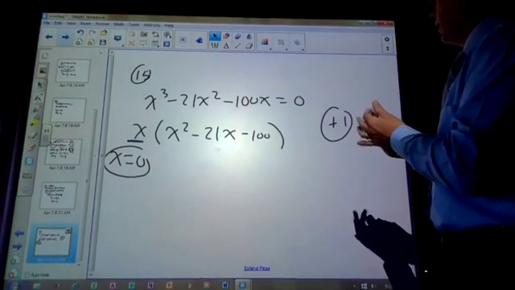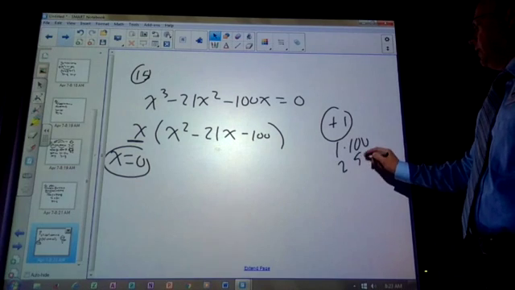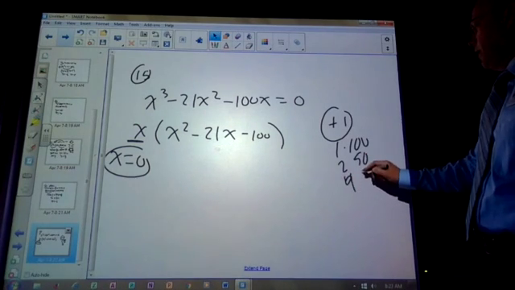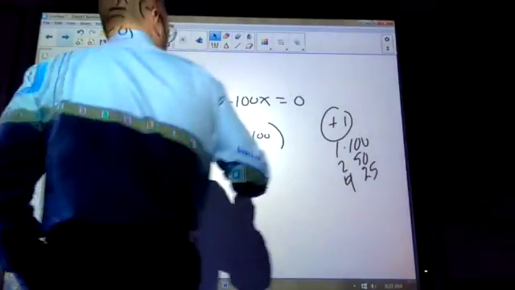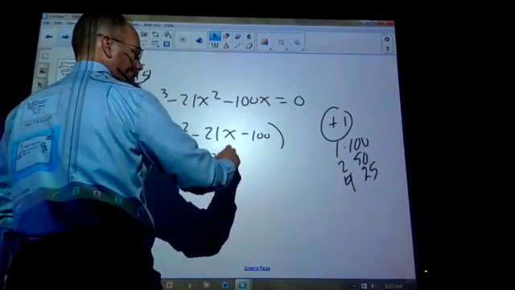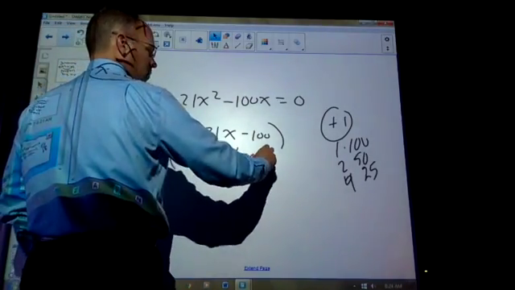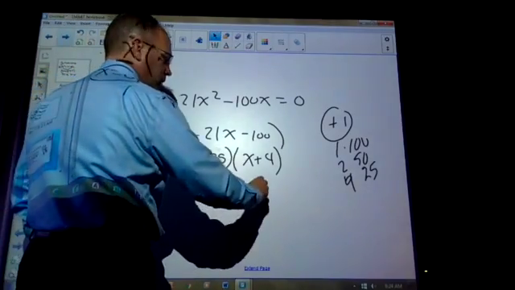Where was I on this one? Okay. Factors of 100: 1 and 100, 2 and 50, 4 and 25. 4 and 25 are going to work. So x equals 25, x equals negative 4.